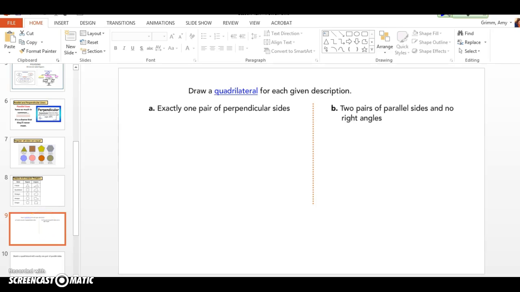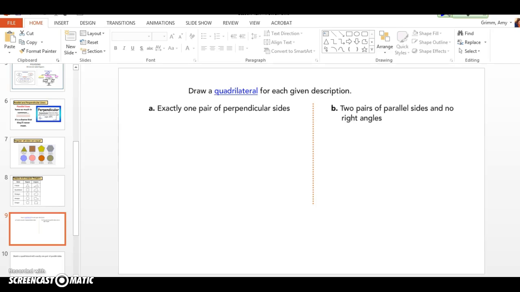All right, so we're going to start to draw a little bit here, like I showed you, they had some that we're going to draw today. So this says draw a quadrilateral. A quadrilateral has how many sides? 4 sides. And it has exactly 1 pair of perpendicular sides. So what was perpendicular? At 90, good. So what I want you to do right now is try to draw a quadrilateral that has exactly 1 pair of perpendicular sides. And then the next one says 2 pairs of parallel sides and no right angles. I want you to try to draw something there, and then we'll discuss it.